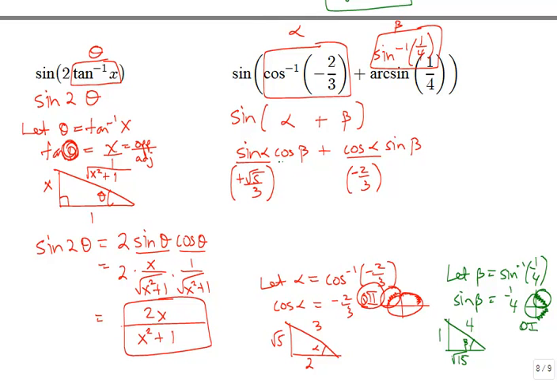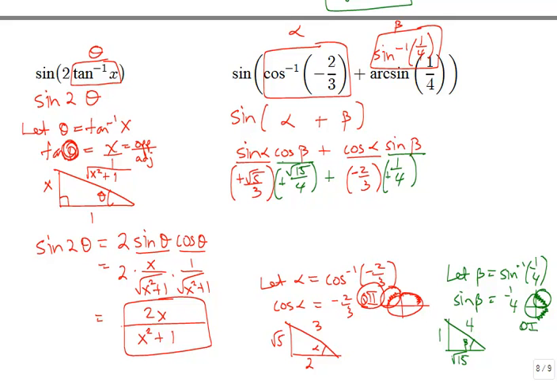And I need to know cosine of beta and sine of beta. According to this triangle, cosine is adjacent over hypotenuse, so square root of 15 over 4. And sine of beta is 1 over 4. We're in quadrant 1 for both of these, so both of them are going to be positive. All right, we have all the pieces. Now all we have to do is go ahead and clean it up.